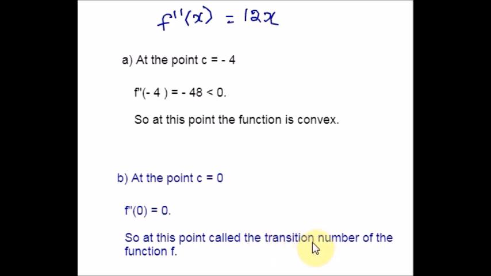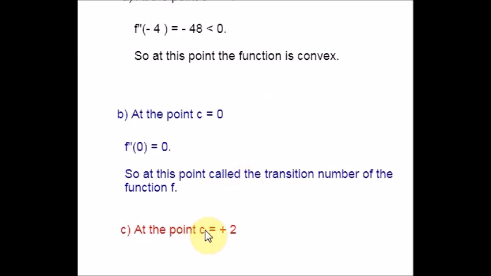Okay, now I'm going to take a positive number and check what value I will get if I replace x by that number. For example, let me take c equal to positive 2. If c is equal to 2, f double dash of 2 is plus 24. Yes, it is a positive number. It means it is greater than 0.